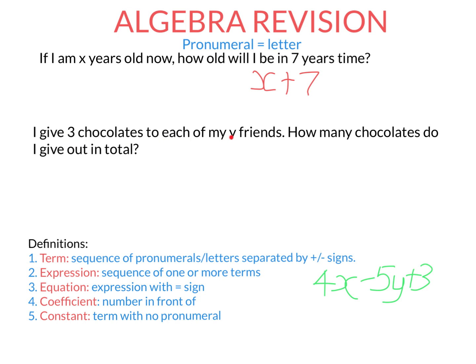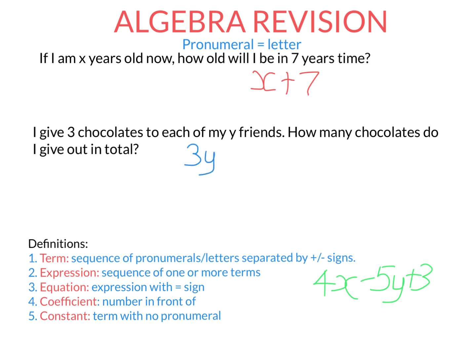If I give 3 chocolates to each of my Y friends, how many chocolates do I give out in total? So Y is a pronumeral. It is standing in for an unknown number. We don't know what Y is. We don't know how many friends I have. It doesn't matter. We can still write an expression. So if I have Y friends and I give 3 chocolates, the total number of chocolates is just going to be 3 times the number of friends I have. So it's just going to be 3y.